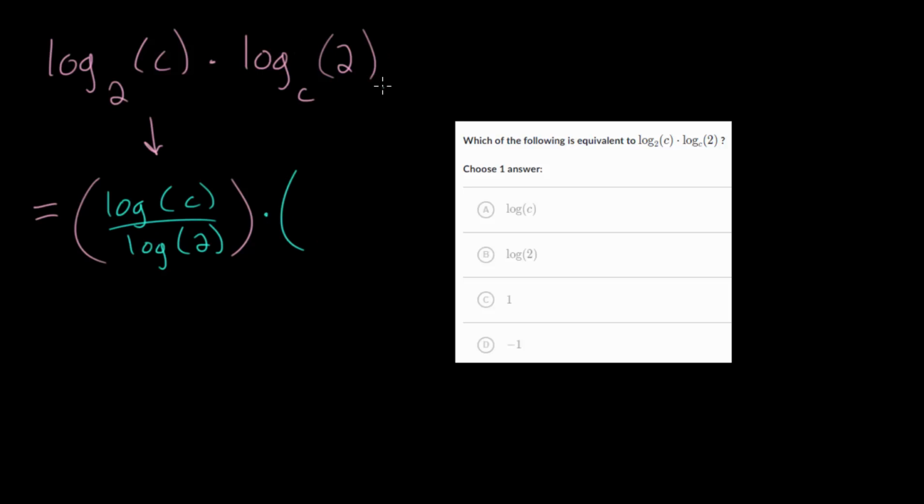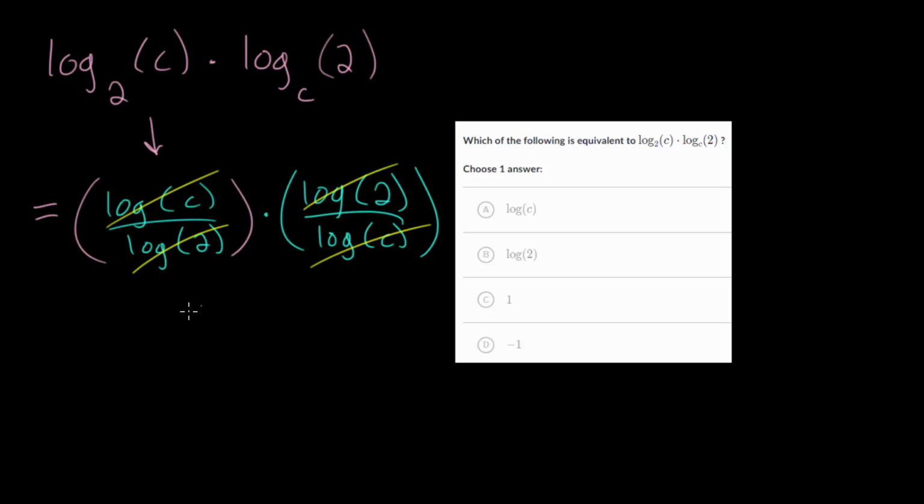Now for the second one, we'll do the same thing. We're going to use the common log, and 2 will go in the top, and we have the common log of c in the bottom. Now what you might notice is that we have log c up top, log c down below, so those will cancel, or essentially they'll divide, and the quotient will be 1, since something divided by itself is 1. And the same thing will happen to log 2, since you have it in the top and the bottom, so those will also cancel. And this will essentially just be equal to 1. So our answer here would be choice letter C.